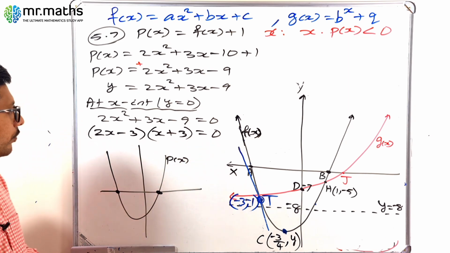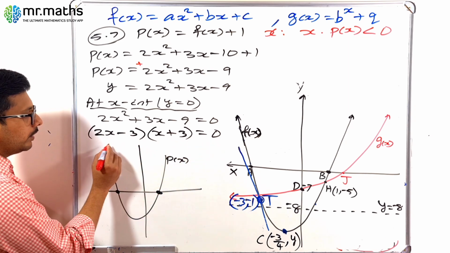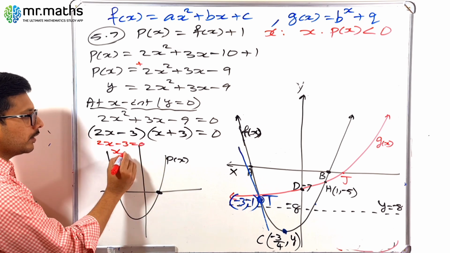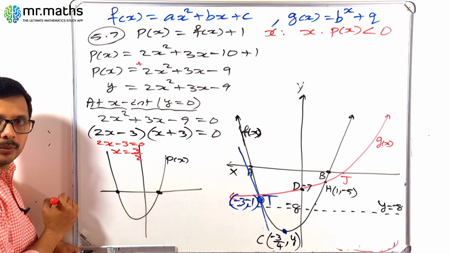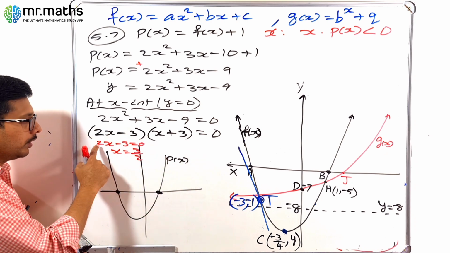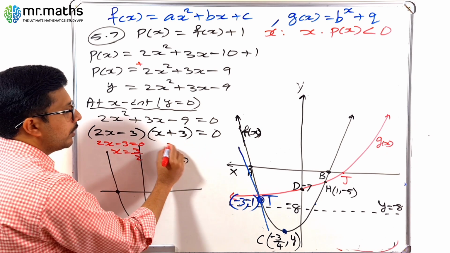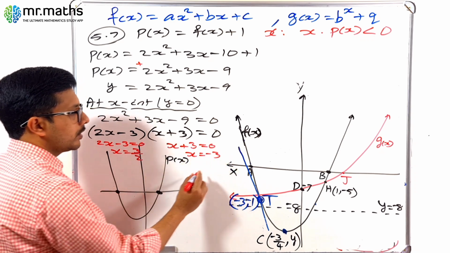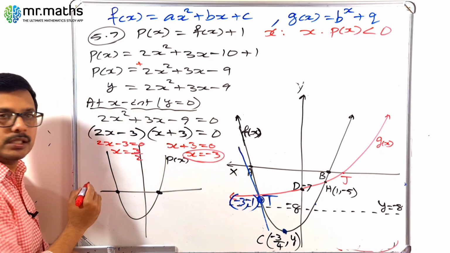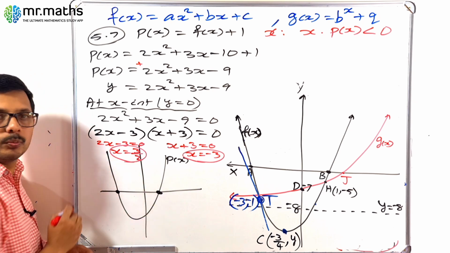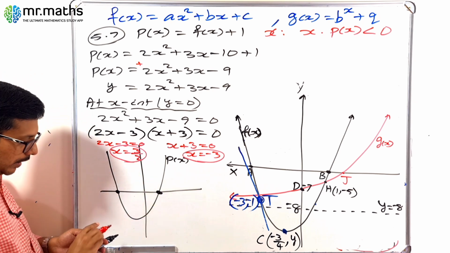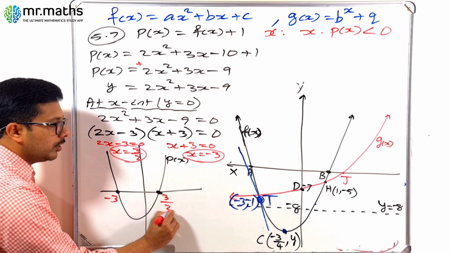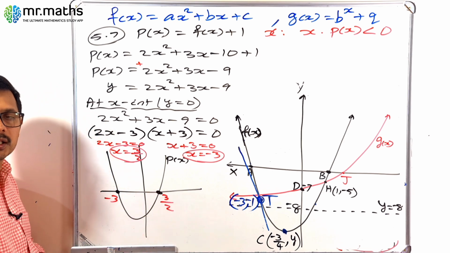So what are the values of x, guys? Either 2x minus 3 is equal to 0. From there, what is x? 3 over 2. Am I right? Take this minus 3 to the other side, then divide by 2. From here, x plus 3 is equal to 0, so x is minus 3. So we got two values of x: x is minus 3 and x is positive 3 over 2. Those are the x values.